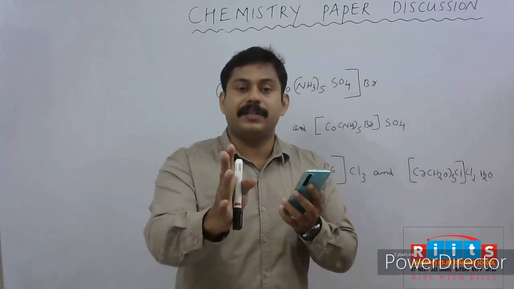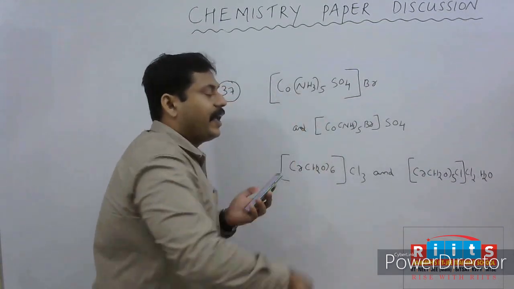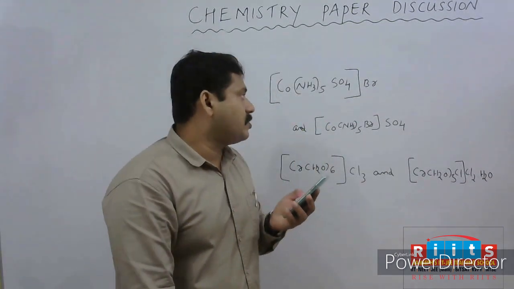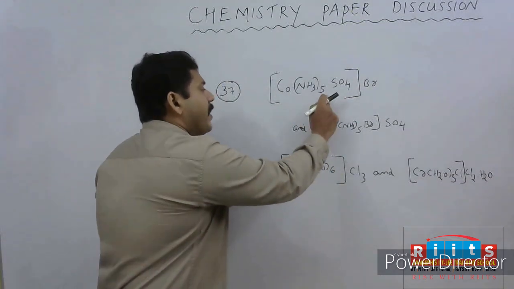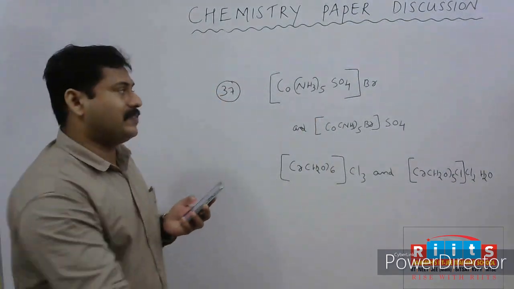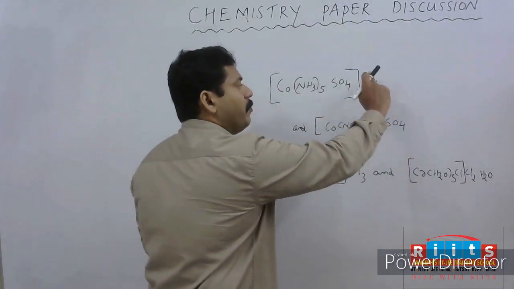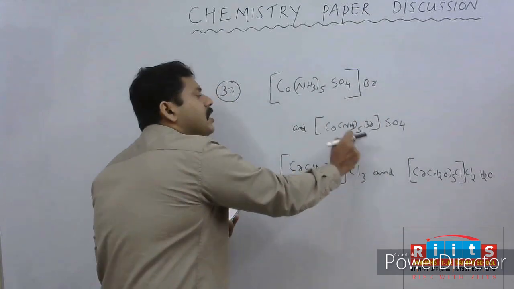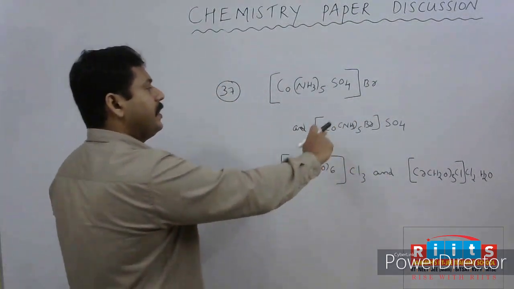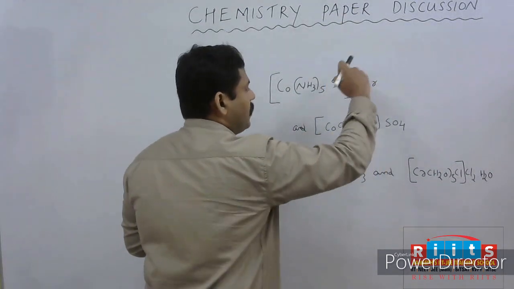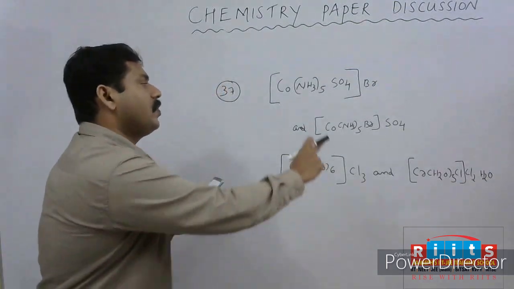Let's discuss question number 37. We are given these two pairs, and they are asking the isomeric relationship. So this is known as what? Ionization isomerism. That is the exchange of anionic ligand between the ionization sphere and the coordination sphere. You can see that one Br comes here and SO4 goes out there.